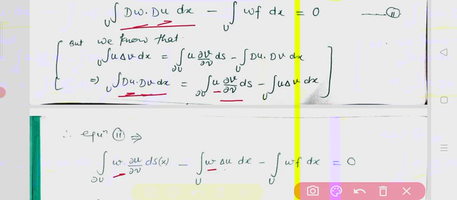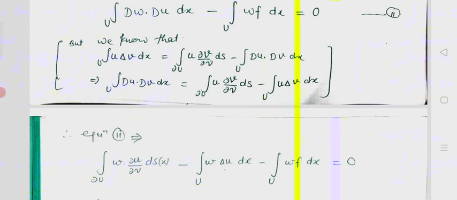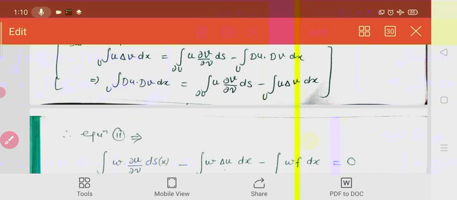So this will be equal to w into curl u over curl nu over the boundary. Second term: minus integral over u, the first one, into delta of v. So first one is w into delta of u, right, and minus wf over u is written over here. So when we are applying this formula, we get this term.